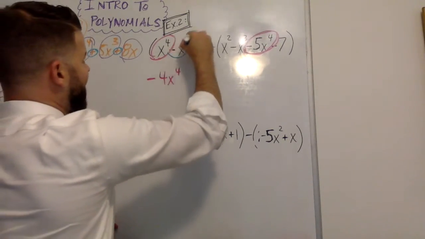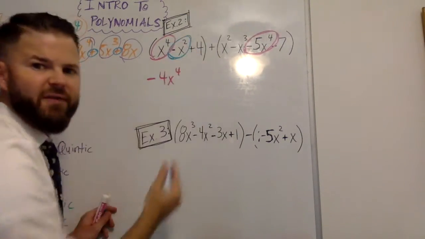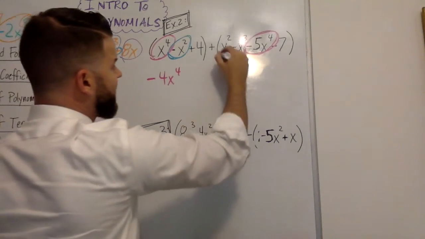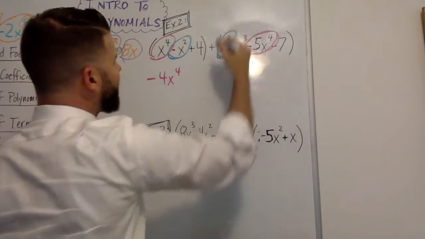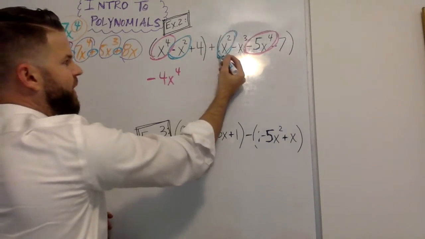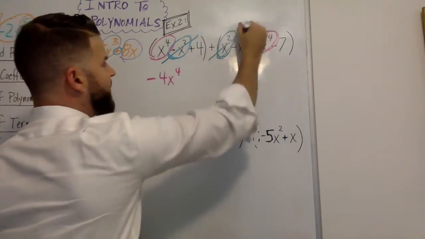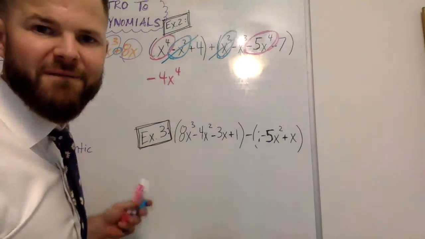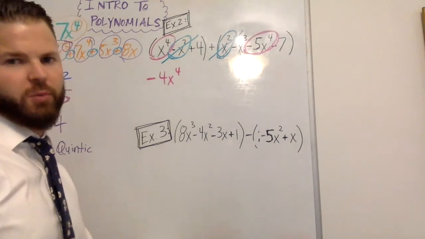What's next? I got a negative x squared. Does he have any friends to join forces with? Yeah, he does. What's negative 1 plus positive 1? That's a big fat nothing, so get those guys out of my face. It adds up to 0, so they're eliminated.